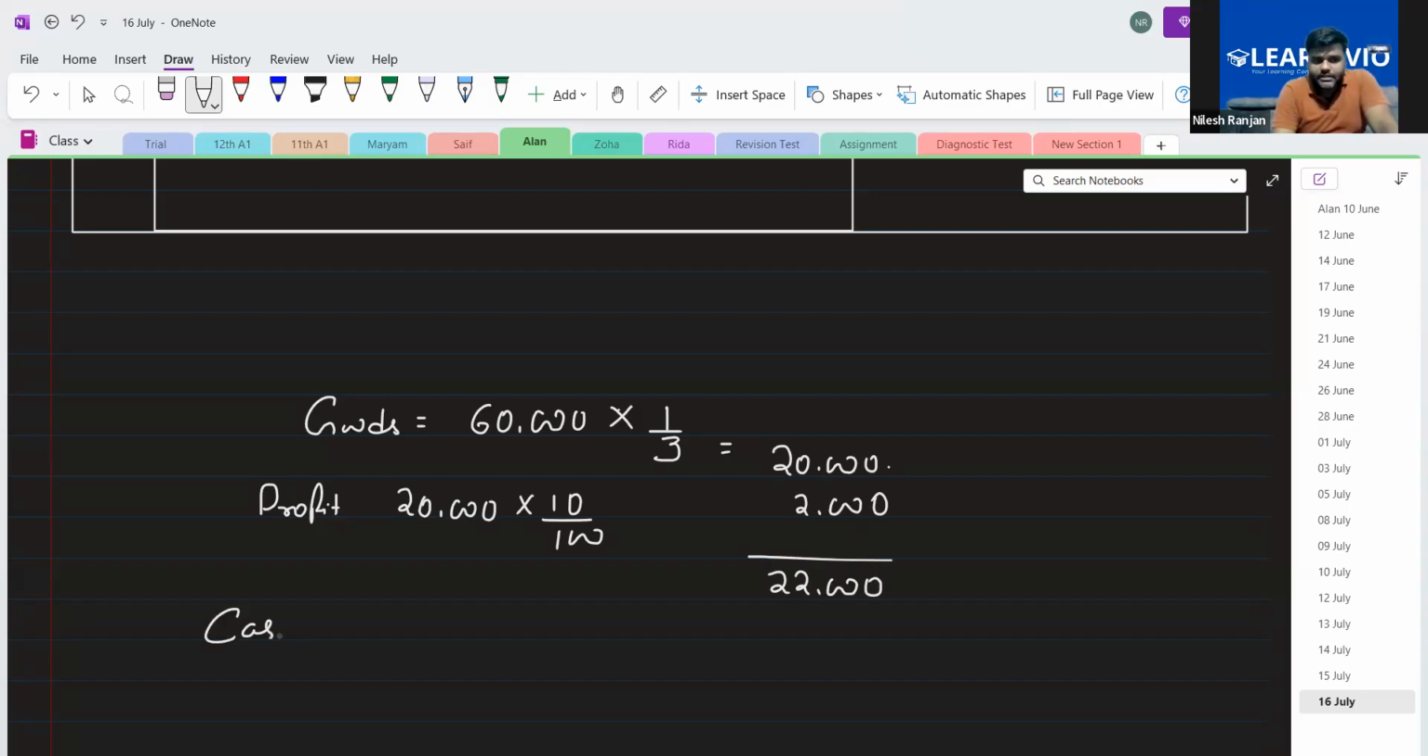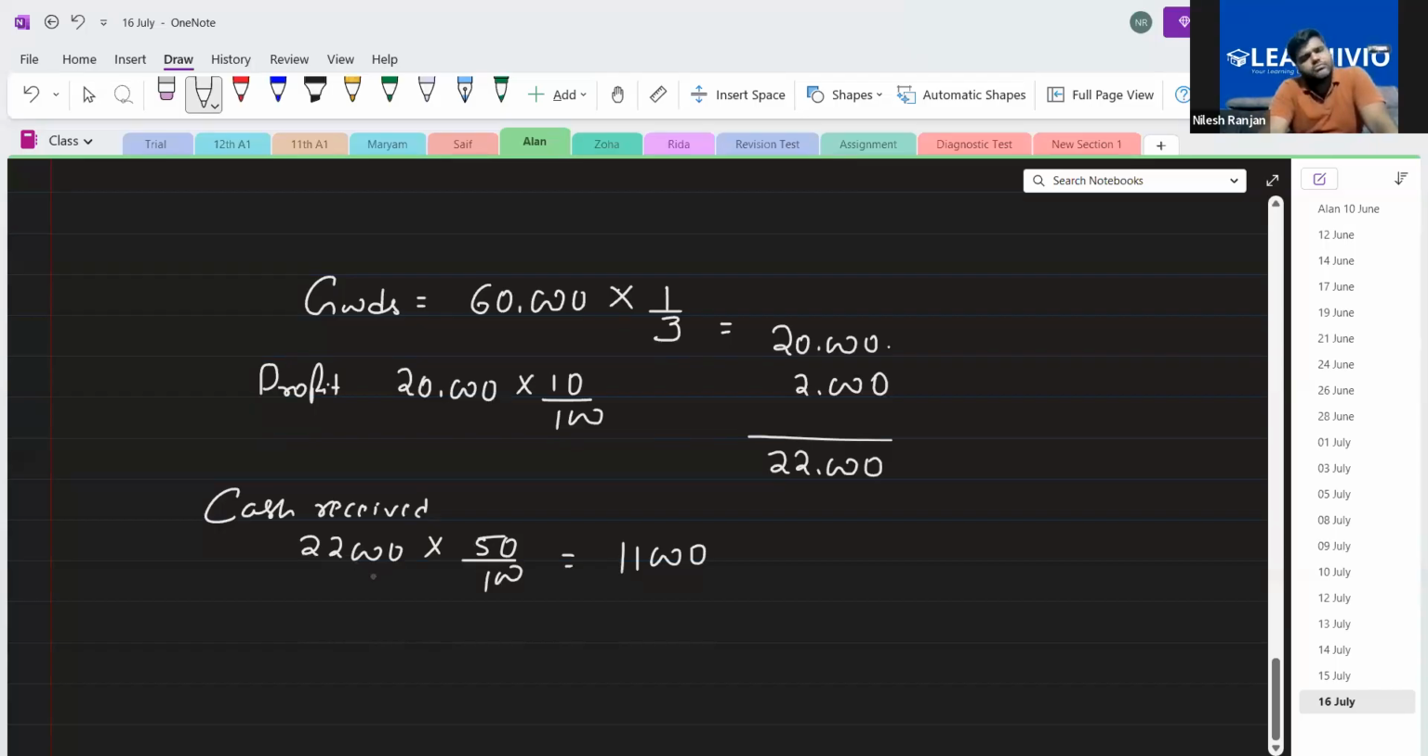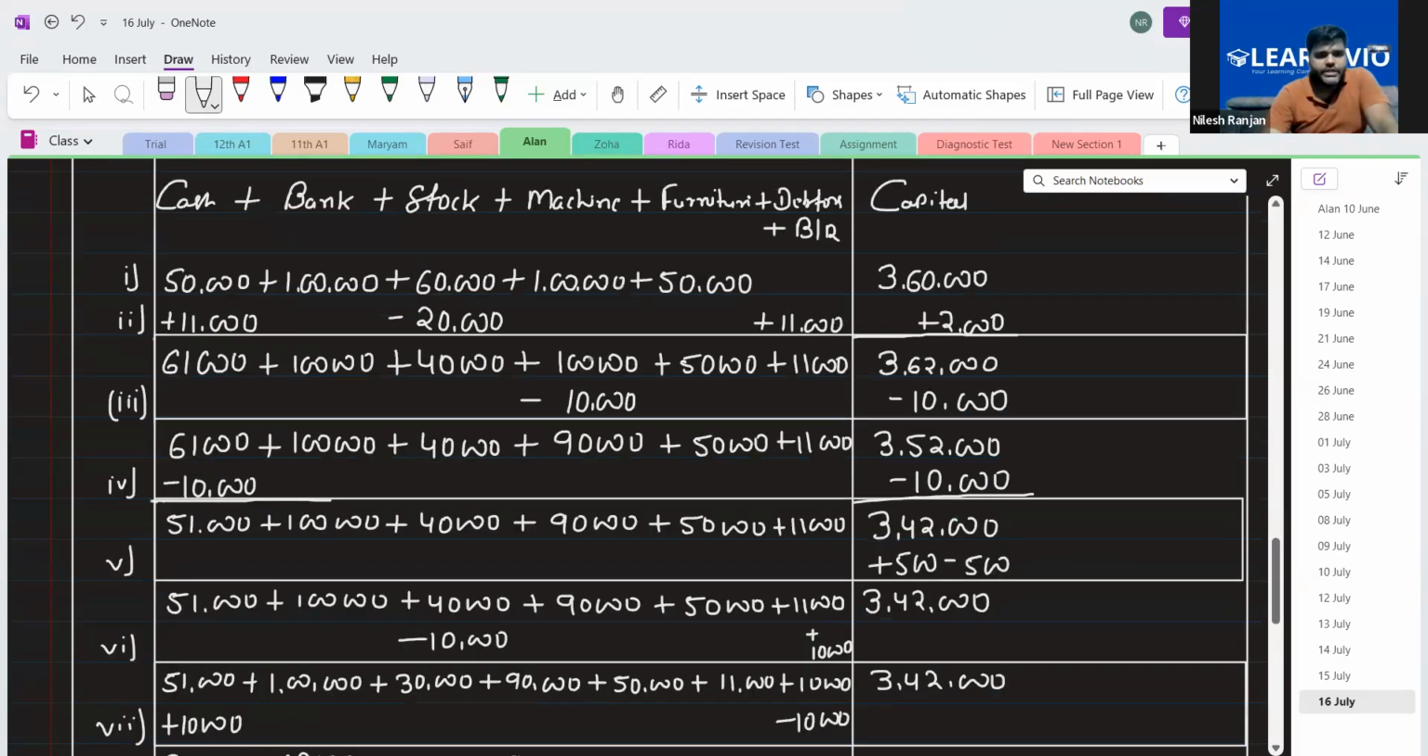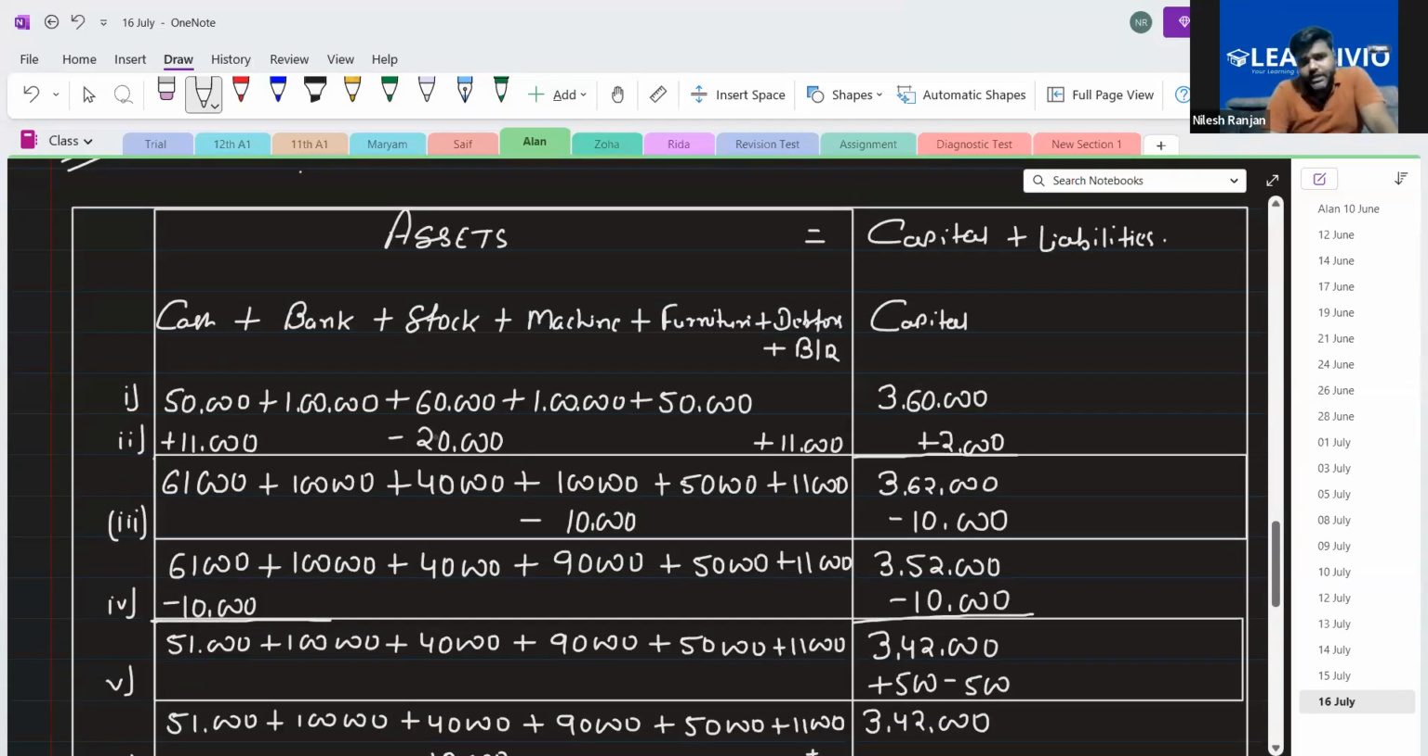And half of this is received in cash. So 22,000 into 50%. Sir, half of this we just need to divide it by 2, right? Yes, you can do that also. 22,000 divided by 2. So 11,000 cash received and 11,000 is debtors. So we have done this. 20,000 is deducted from the stock and it is sold at 10% profit. So 2,000 is added in capital, and it means we have sold it for 22,000 and half of it is received in cash. So 11,000 added in cash and 11,000 is in debtors.